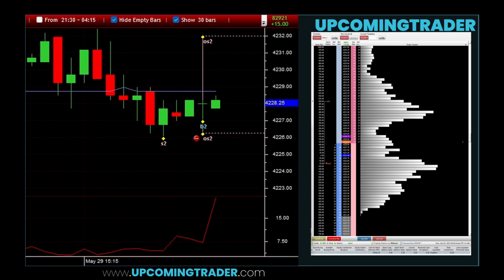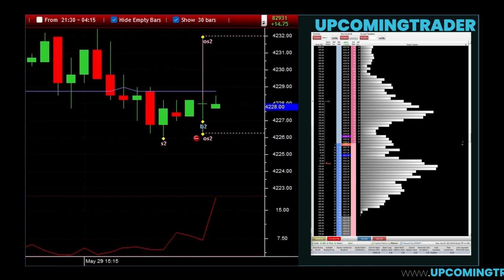Also, keep an eye on the initial balance. Breakouts from the initial balance often lead to bigger moves, so it is important to watch price action closely around this range. It could be the beginning of a significant trend.